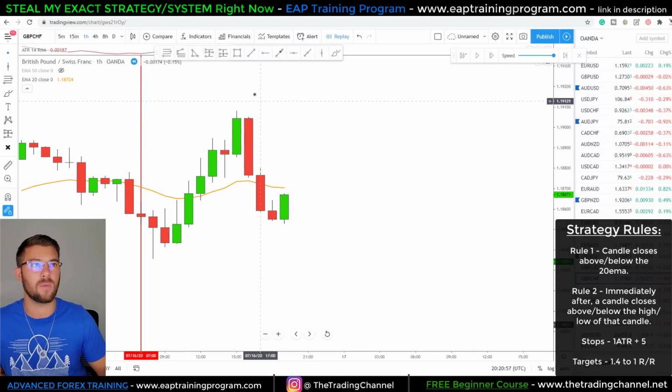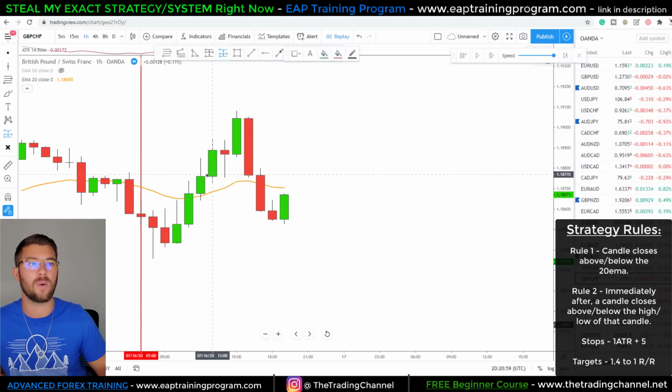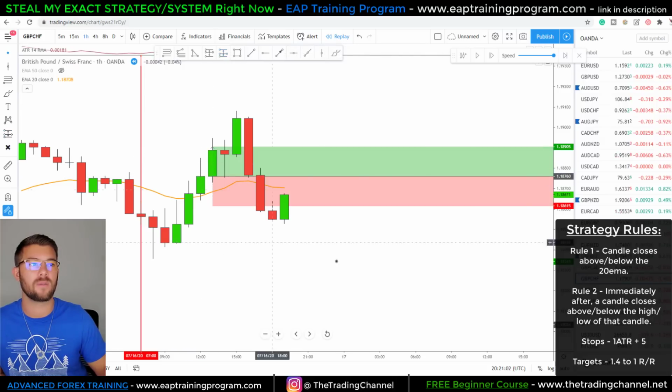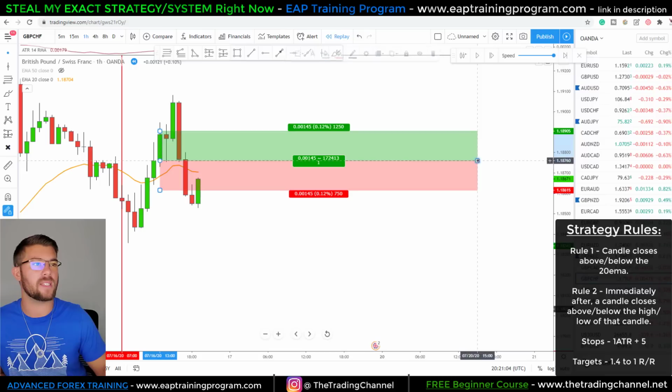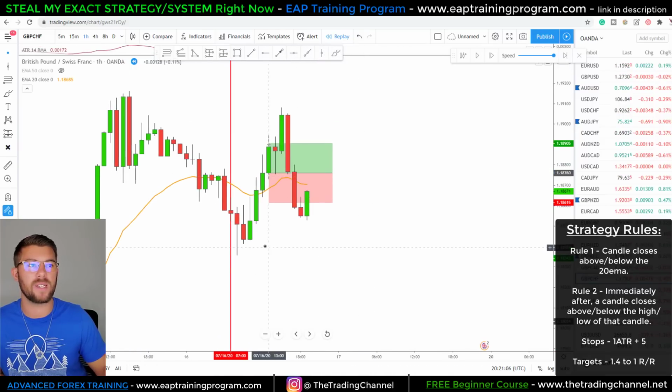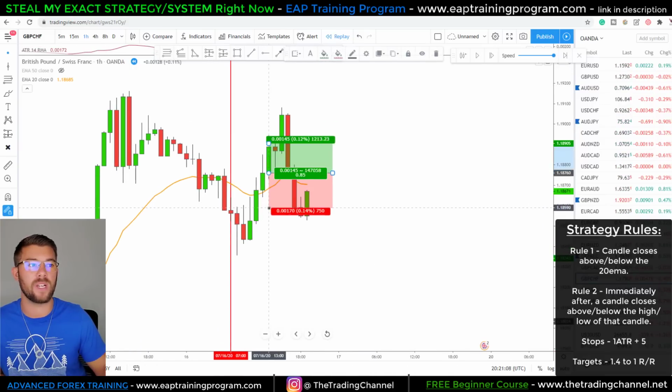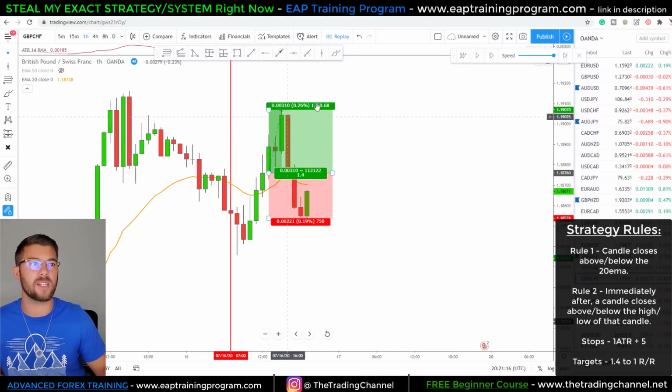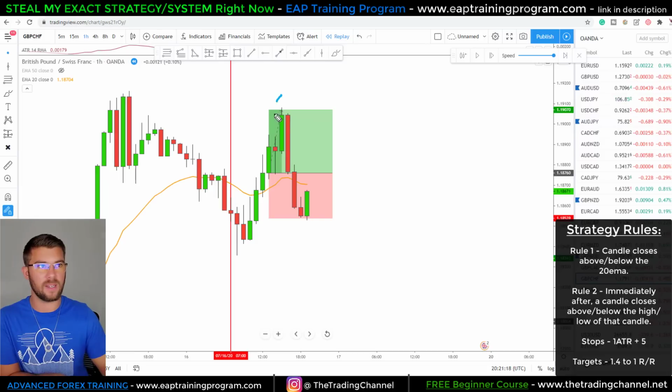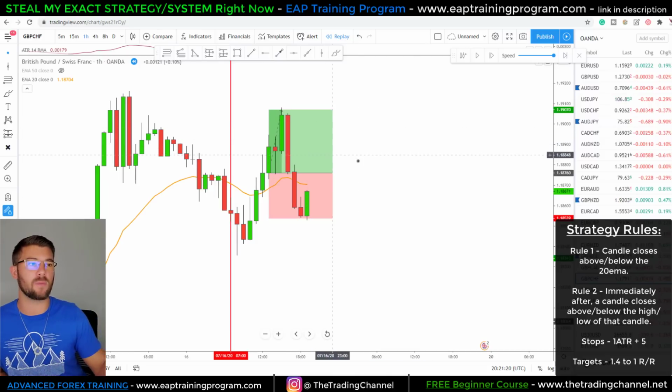With that being the case, what will we do? Take our entry right here. We would have a stop of 1 ATR plus 5 is 17, that's 22. We would have a target at a 1.4 to 1 risk reward, which does get clipped right up here as you can see. So with that being the case, this would be a winning trade.